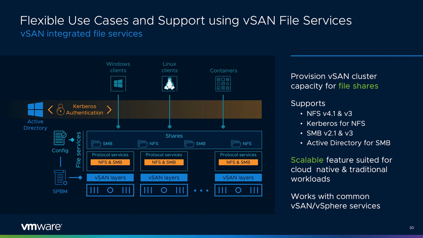vSAN File Services supports NFS and SMB that addresses the most common use cases for customers. File services also now include support for secure authentication methods, Kerberos for NFS, and Active Directory for SMB. Since File Services is integrated directly into the hypervisor, the administrator enjoys all of the benefits as a result: efficiency, integration, compatibility, and monitoring.